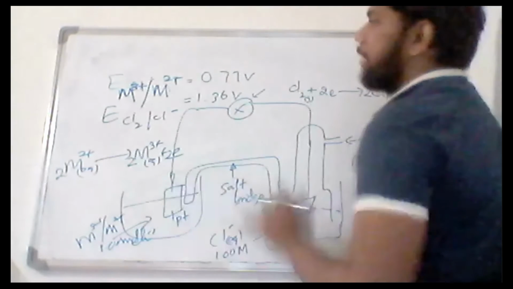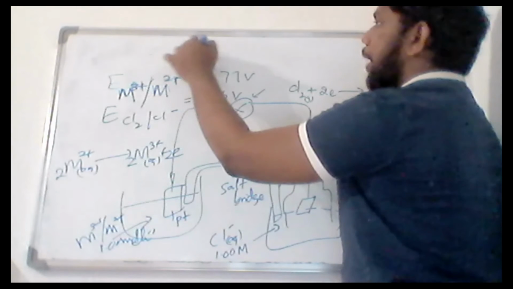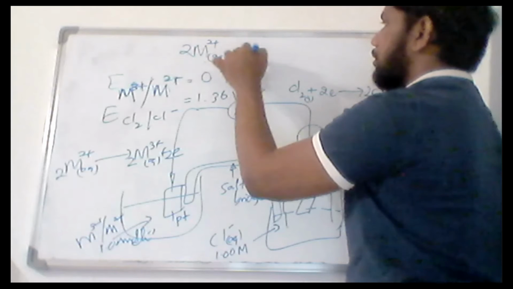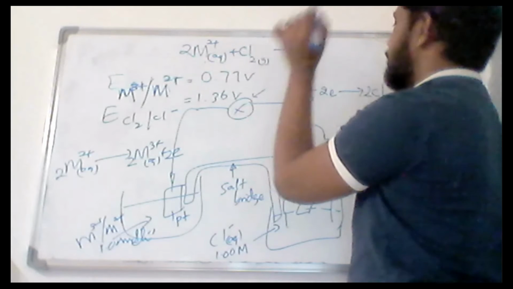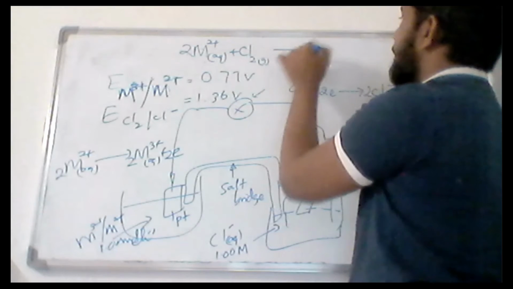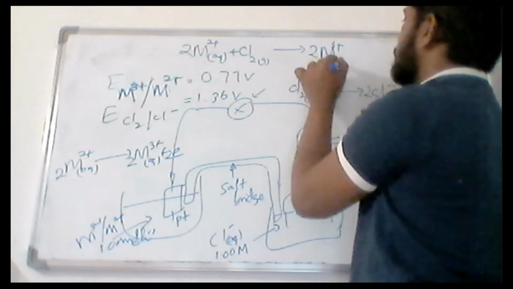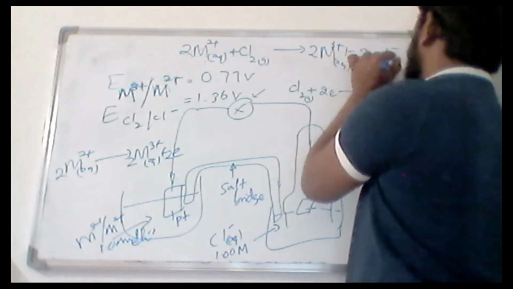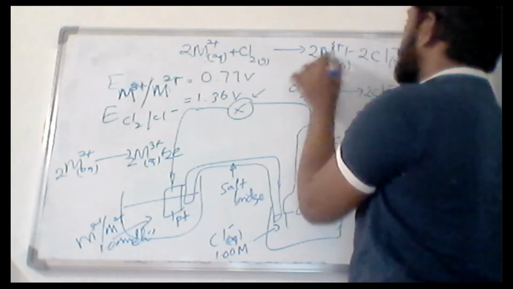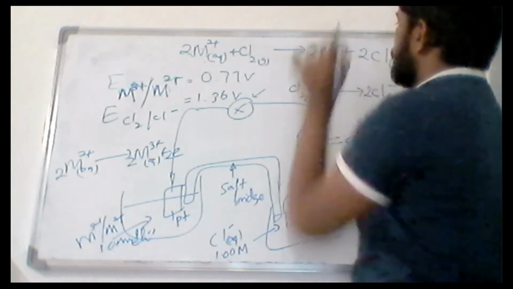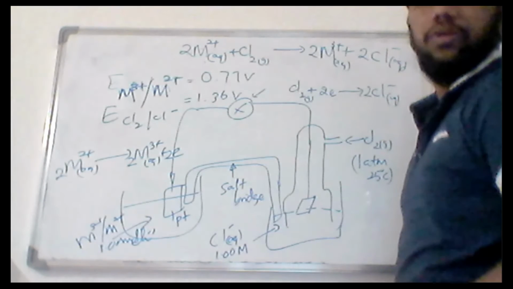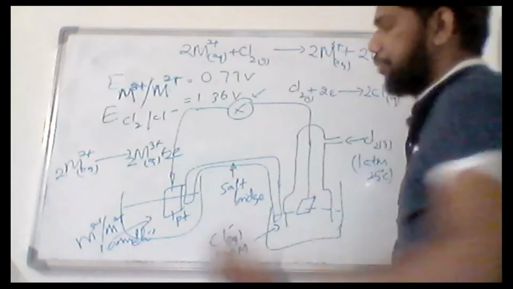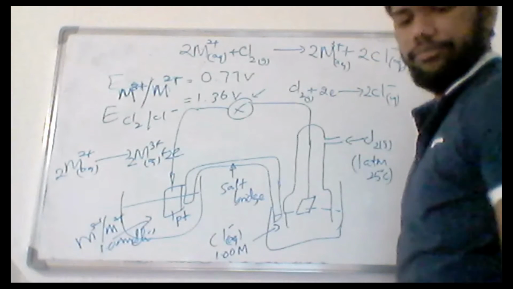And your overall cell reaction will be 2M2+ (aq) plus Cl2 (g), giving 2M3+ (aq) plus 2Cl- (aq). So this is your overall cell reaction. So all these things you should know.